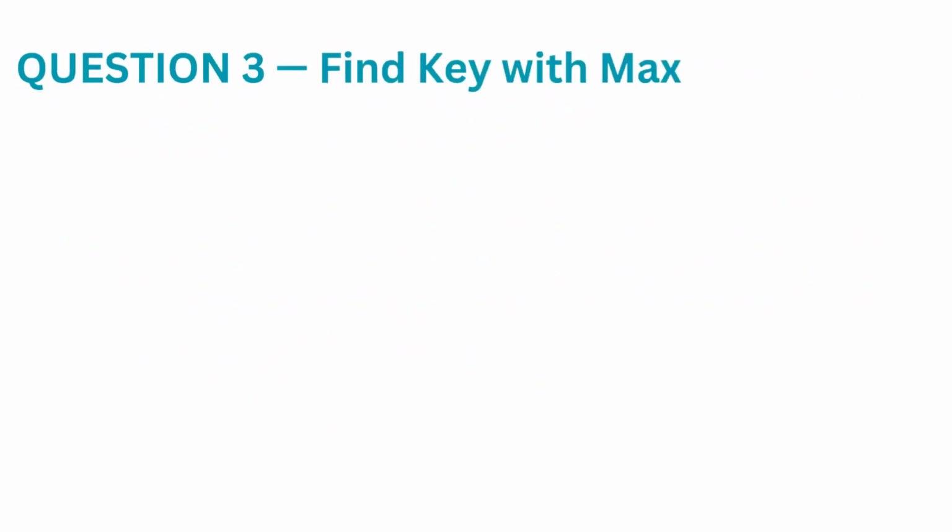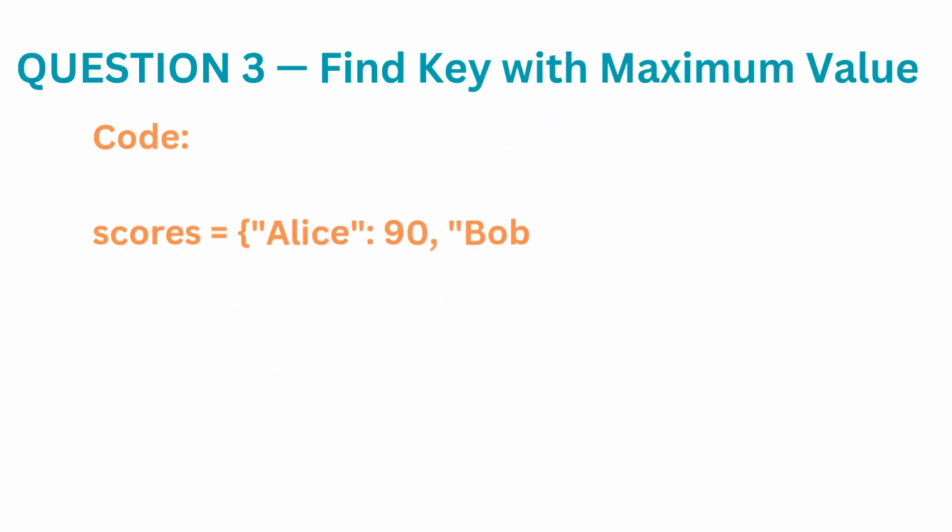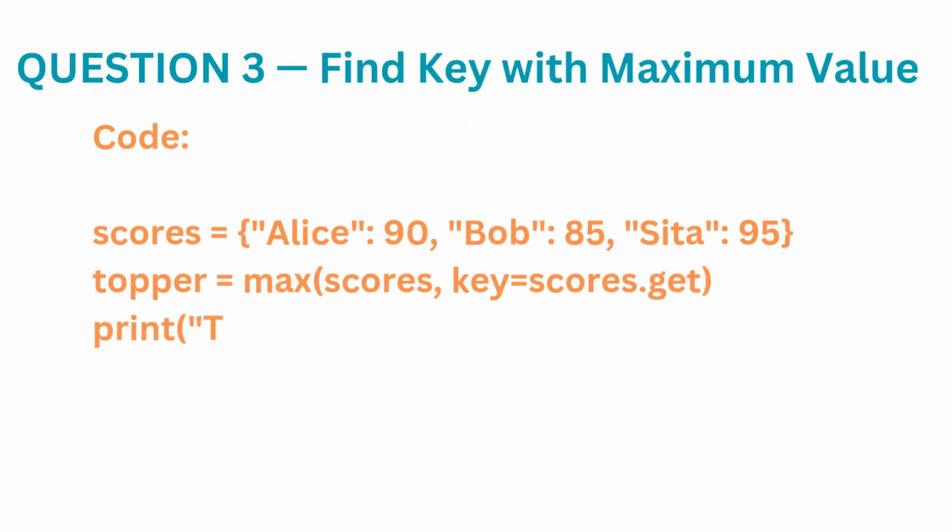And the third question is find key with maximum value. Here we have to use the max function with key equal to scores.get that returns the key with the highest value. This will be very useful for ranking or leaderboard systems. So the code is here: the scores are given and top should be max of scores with key equal to scores.get, that should print the top scorer.